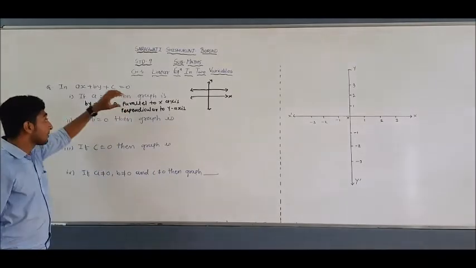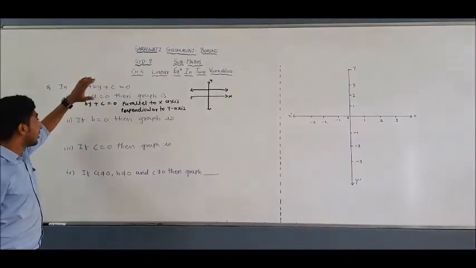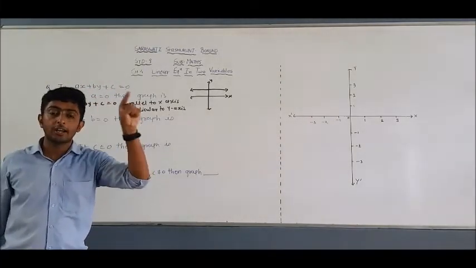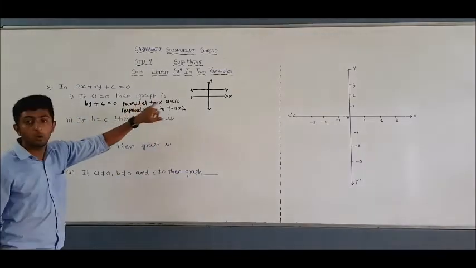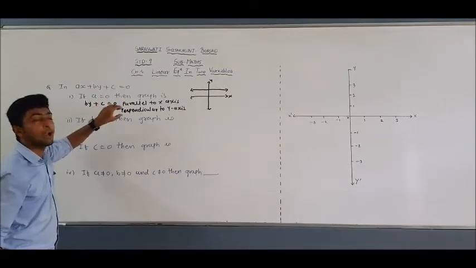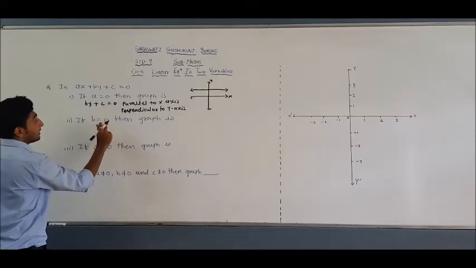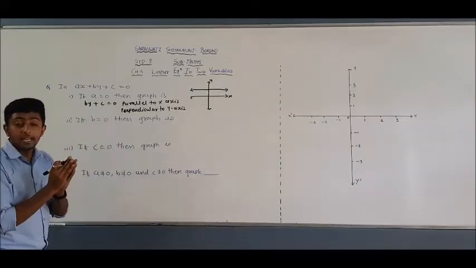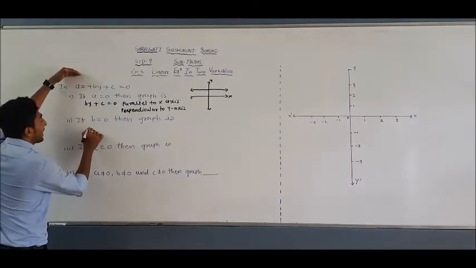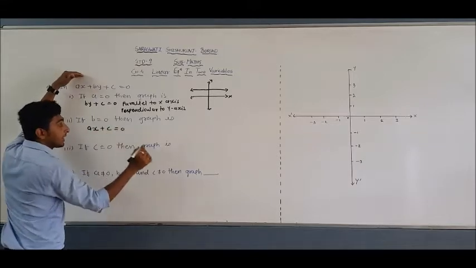Remember, please, this is a very important question. Carefully write it in your exam. If the coefficient of x equals 0, then your graph is always parallel to the x-axis, or you can also write the answer as perpendicular to the y-axis. In the same way, if b equals 0, then a is not equal to 0 and c is not equal to 0. Then the equation can be written like this: ax plus c equals 0. Then your graph will be like this.